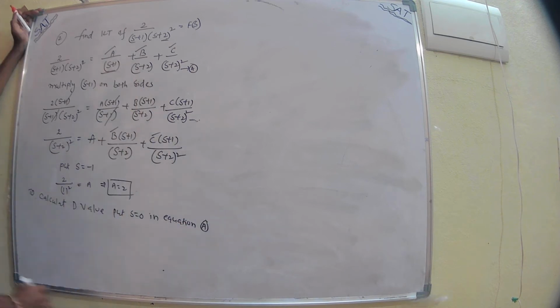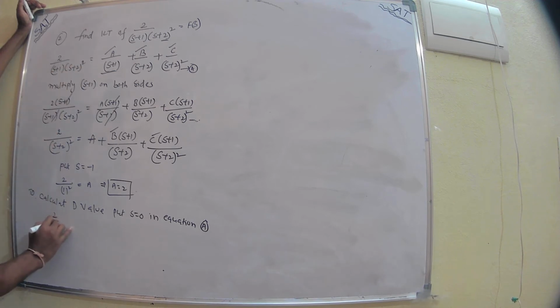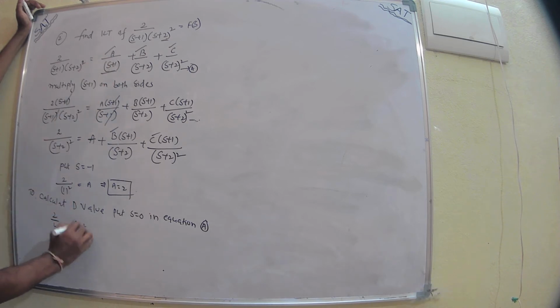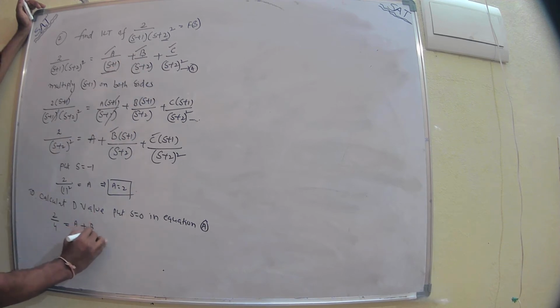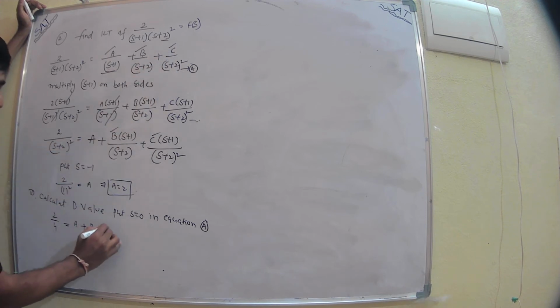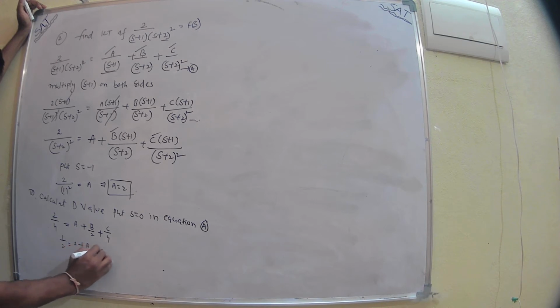Equation A, at s equal to 0: 2 by 4 is equal to A by 1, that is A, plus B by 2, plus C by 4. So 2 by 4, that is 1 by 2, and you know the A value, that is 2, so 2 plus B by 2 plus C by 4.